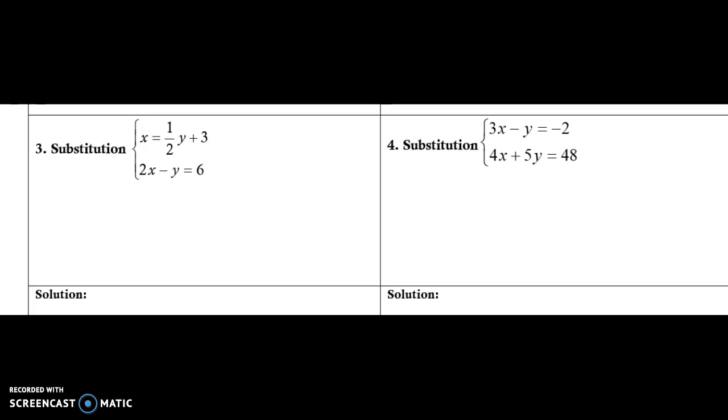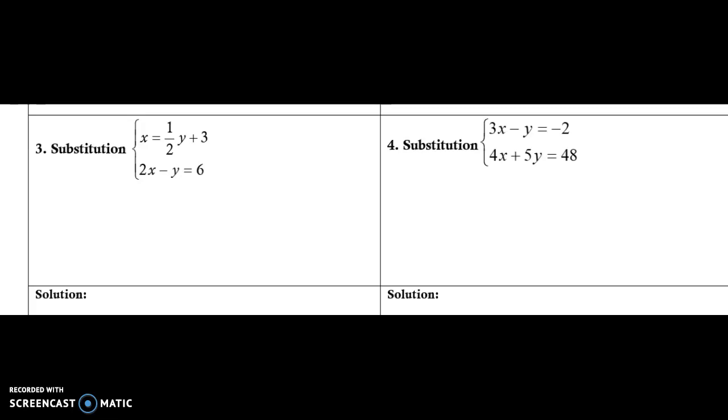So I'm going to substitute that into the second equation when I see an x. Instead of putting an x, I'm going to do half y plus 3, and then finish writing the rest of that equation. All right, so now I'm going to distribute the 2 onto these two things.